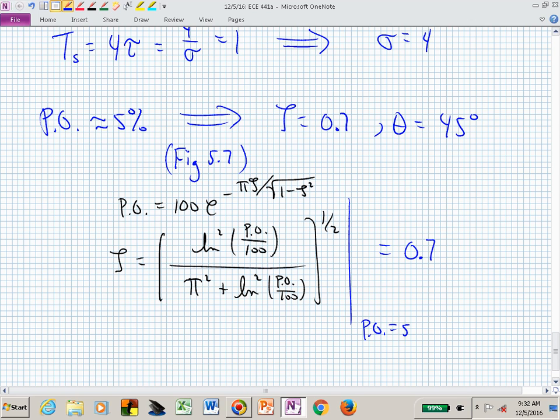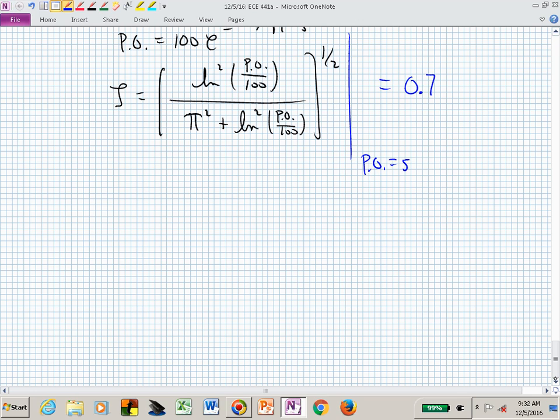All right, so what does that tell us we want for our desired closed loop poles if we have two closed loop poles? We have a sigma of 4 and a zeta of 0.7, or an angle of 45. There's where we might want to locate our closed loop poles.